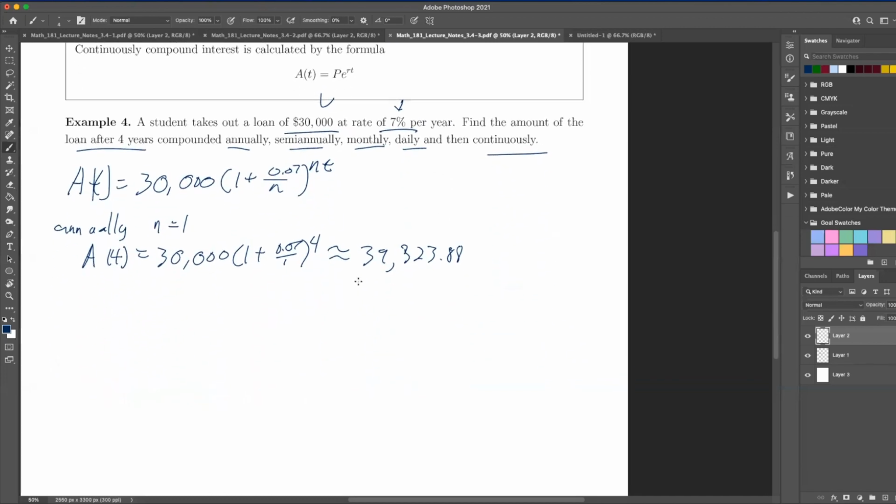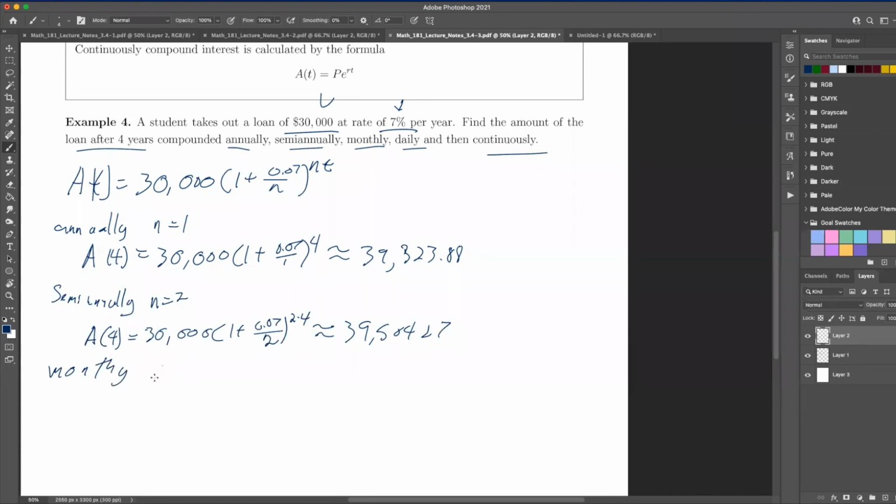We're going to do the same thing again. The only thing we're going to change is for the semi-annual. My computer's getting a little crunchy. I'll have to kick stuff off before we do the next set. This will be exactly the same, so it'll be 30,000, and the only thing we're changing is that n will be 2, and the exponent will be 2 times 4. If you crunch that, you get roughly 39,504.27.